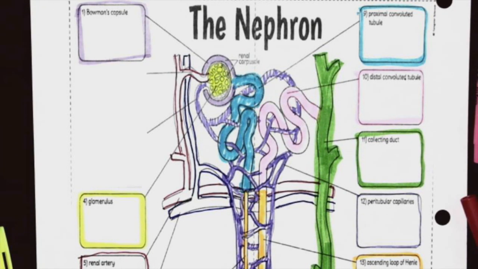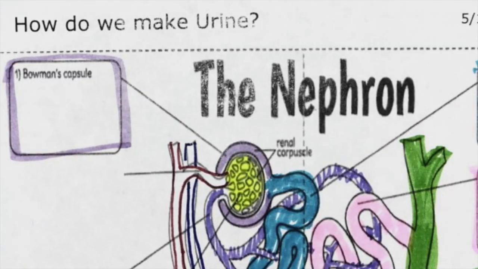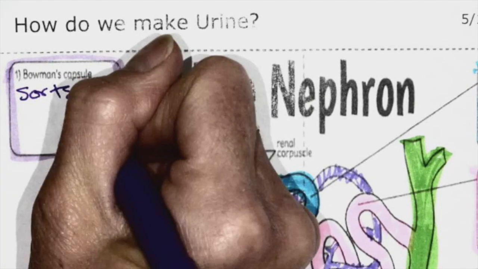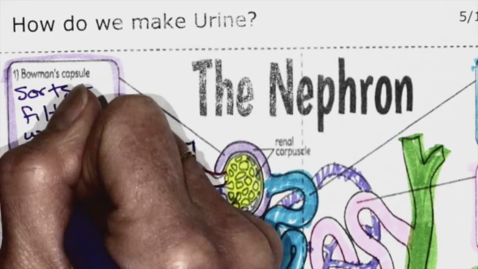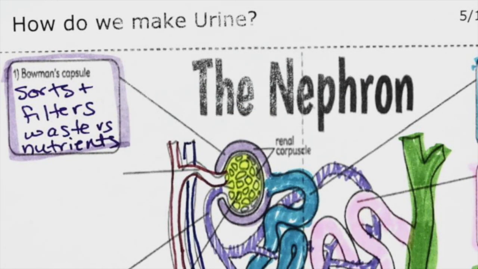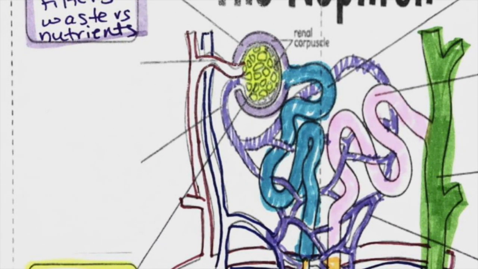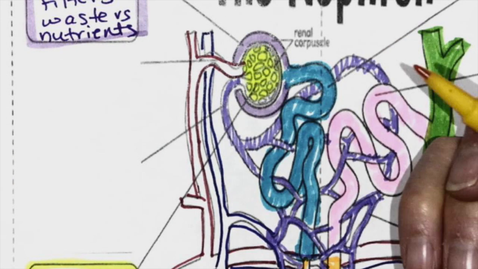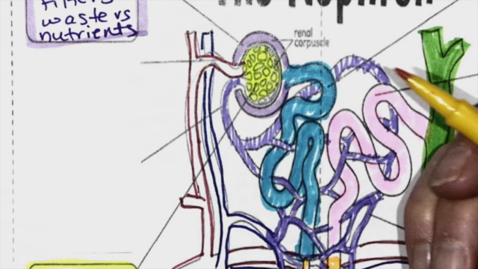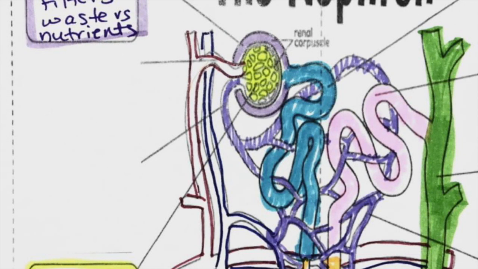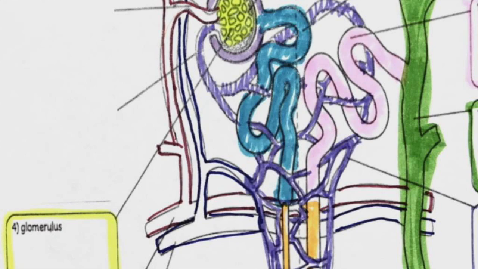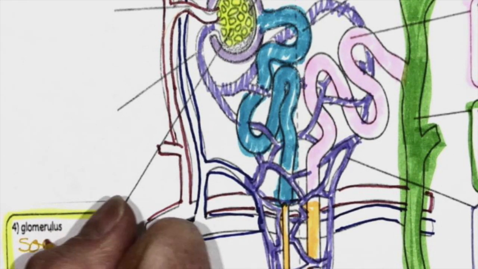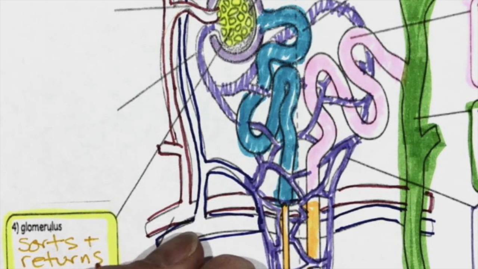So let's talk about what each one of these do. I'm going to zoom in so that you can see what I'm writing. Okay, so let's start with the first one, the Bowman's capsule. Its job: sort and filter. So what stays and what goes, waste versus nutrients. Okay, and that all really does take place in the glomerulus. And since we notice this has a direct attachment from an artery, this is picking up all of that, and then it's going to dump into this peritubular capillary. So it's going to take all the waste out, sort what needs to go back right into the bloodstream. It's a pretty quick system, the glomerulus, sorting out and sending back stuff to the body. Sorts and returns nutrients to the body.